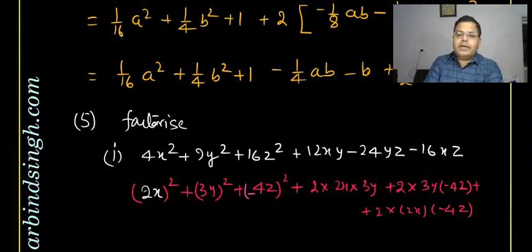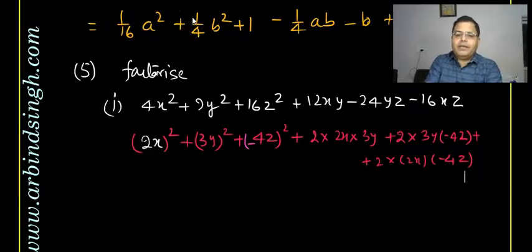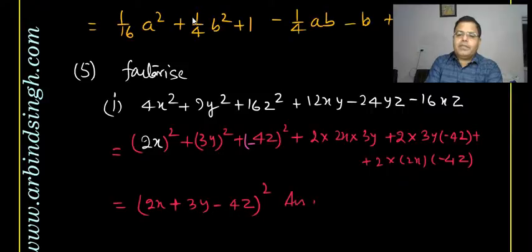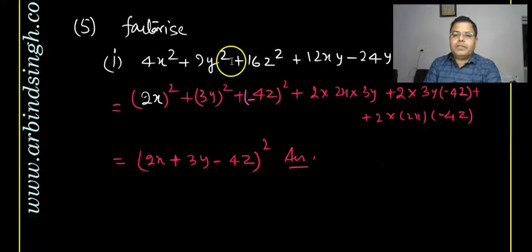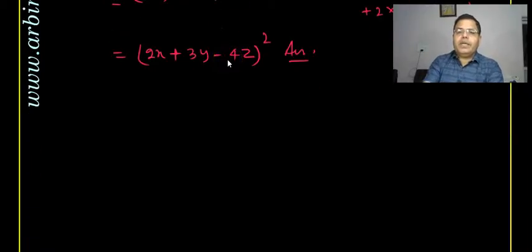And since it is in the pattern of a square plus b square plus c square plus 2ab plus 2bc plus 2ca, we can write it as a factor. What can we write? We can write 2x plus 3y minus 4z whole square, and that will be the answer. There are two successive factors of this, so this will be the answer. So using the formula, you can do this. There is no problem at all. You can do these questions again and again by using the same formula.